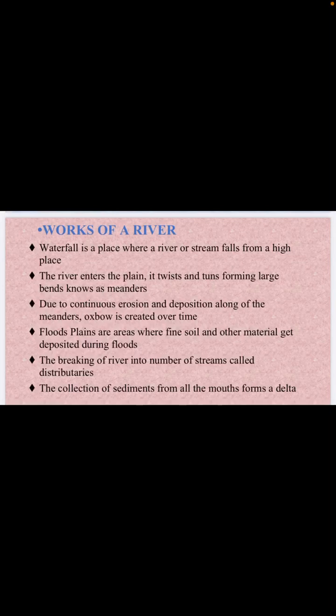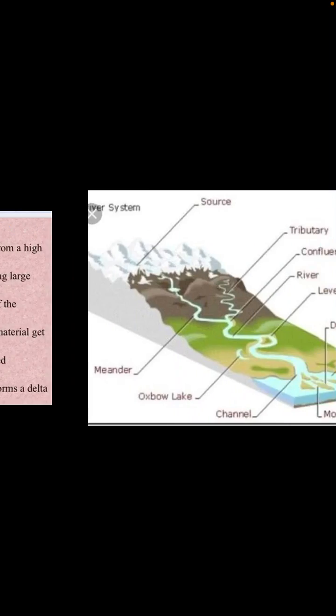The breaking of a river into a number of streams is called a distributary. You know that river water goes at last to the ocean, so it gets distributed. Just as things are distributed from one person to another, the waters are distributed into distributaries. And lastly, the collection of sediment from the mountains, in triangle shapes, where the river reaches the ocean, is called a delta.